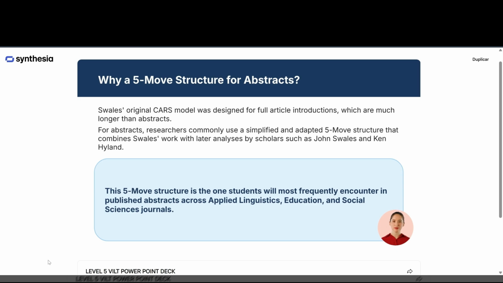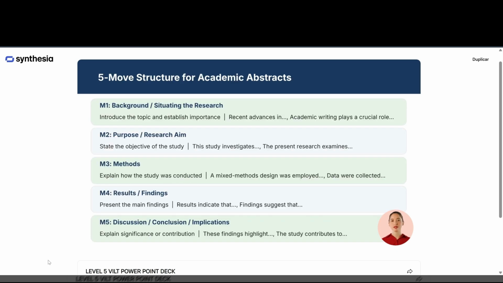Let's look at the 5-move structure in detail. This is the core framework you will use to write your abstract. M1, background, you set the scene. Why does this topic matter right now?